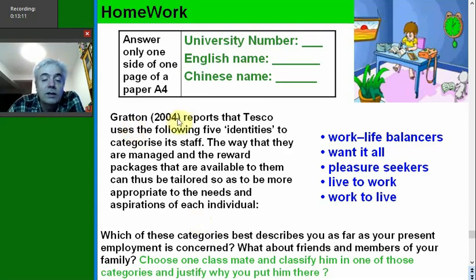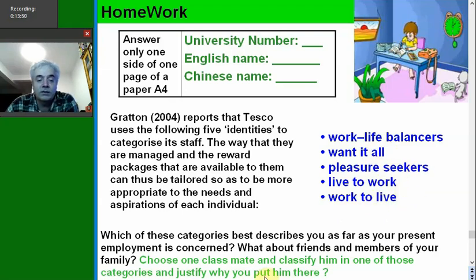So in grade 10, this is the author, right, 2004 report. TESCO uses the following 5 identities to categorize its staff. The way that they are managed and the reward packages that are available to them can thus be tailored so as to be more appropriate to the needs and aspirations of each individual. For example, work-life balance. They want it all. Pleasure seekers, life to work and work to live. So these are the kinds of things that people maybe have to think about, right?